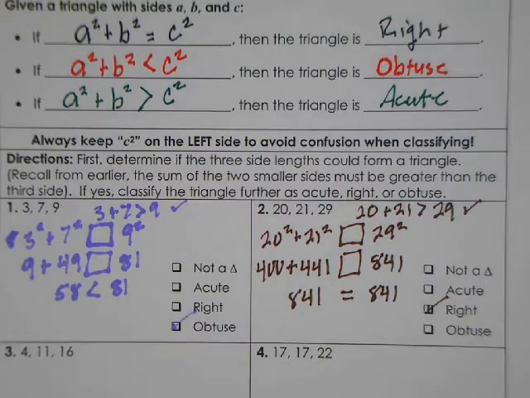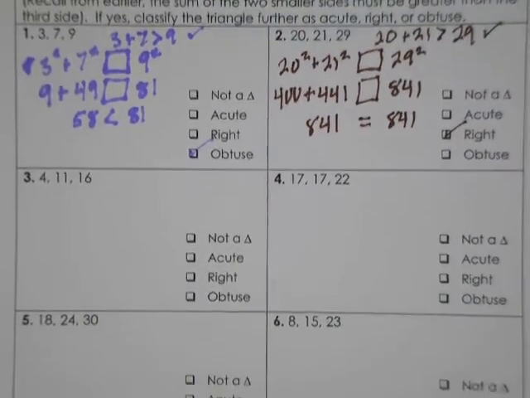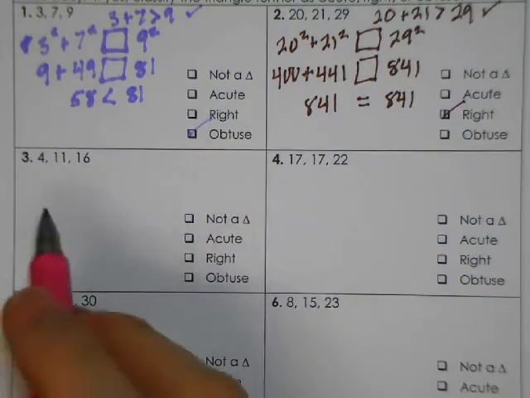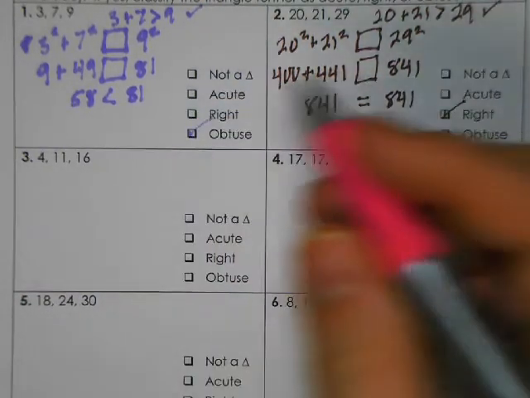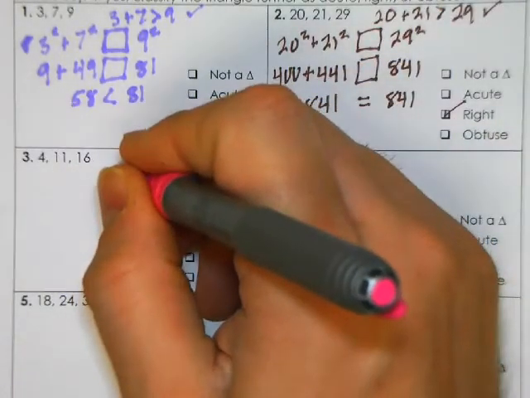So now let's take a look at examples 3 and 4. First of all, in example 3, do I have a triangle? Because if I don't have a triangle, there's no point in trying to figure out whether it's right, acute, or obtuse.